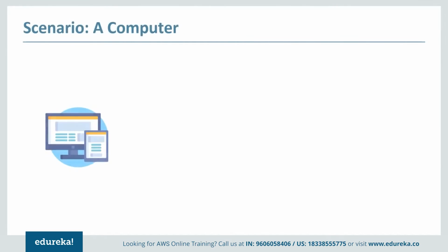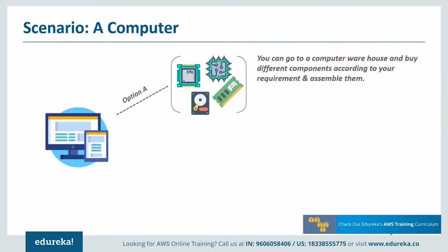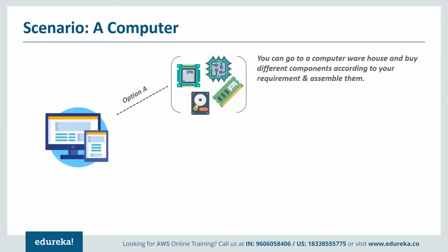Alright, let's say you need to build a computer tonight. Well, you have two ways to go at it. First, you can go to a computer warehouse. Computer warehouse is a place where you have different components of computer laid out in front of you. Like you have CPU, motherboards, router, disk drive, modems, and many other components. You can choose whichever component you need and assemble them and form a brand new computer.